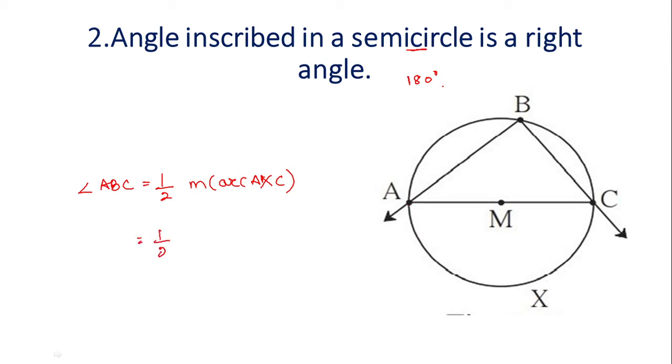So what will be its measure? It will be 180 degrees as it is a semicircle. So half of 180 is 90 degrees. So an angle inscribed in a semicircle will always be a right angle, or it will always have a measure of 90 degrees. This second corollary also we have proved.